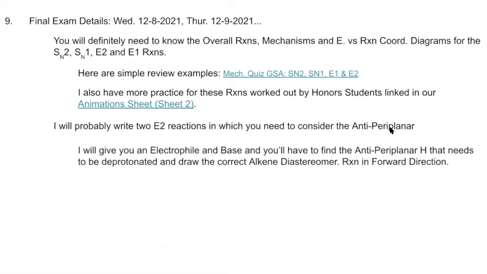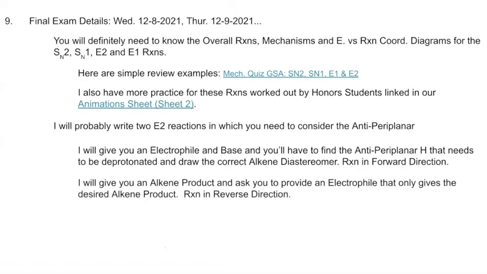I'll give it to you in a forward direction where I give you an electrophile and a base, and you have to rotate the molecule to put the hydrogen 1 carbon away, anti-periplanar, and then determine, does that give me the Z alkene or the E alkene? So practice those. And I'll give you the reverse reaction kind of. I won't give you the electrophile, and I'll say what electrophile would give just this E or just this Z alkene. And so practice those.